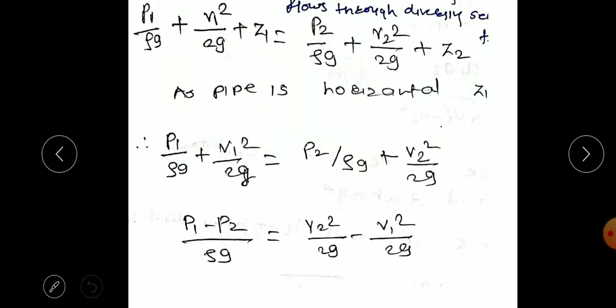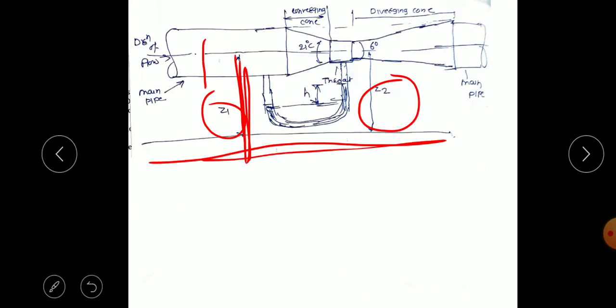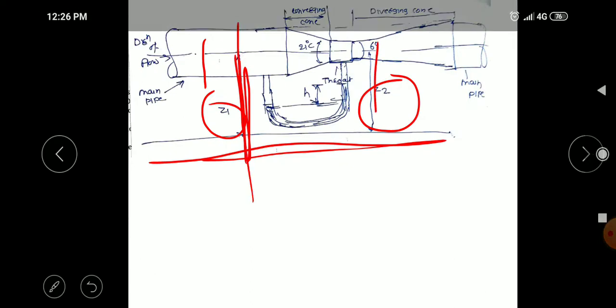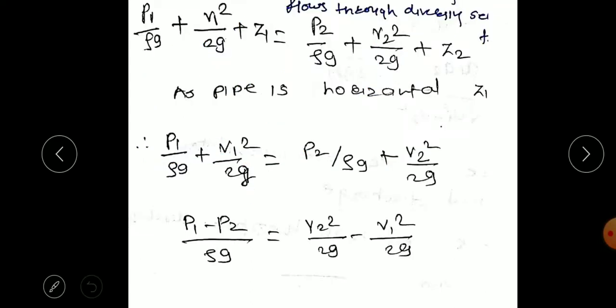So we see the expression for flow through the venturimeter, applying Bernoulli's equation. Applying Bernoulli's equation at section 1 and section 2, we can write P1 by rho g plus V1 square by 2g plus Z1 at section 1 is equal to the same at section 2. Now, as the pipe is horizontal, Z1 is equal to Z2. Z1 and Z2 are at the same datum line, so cancelling those, we get these two terms.